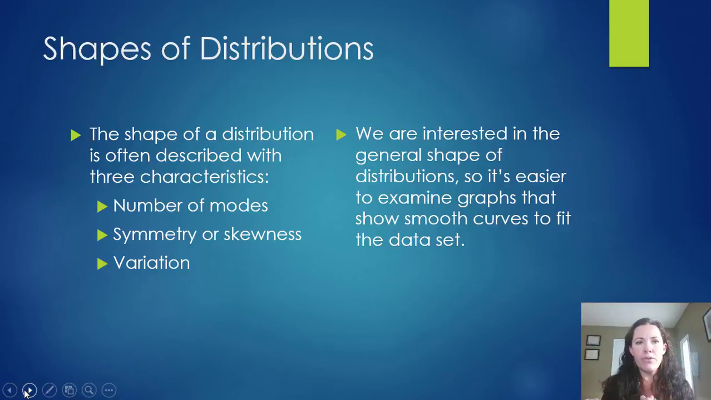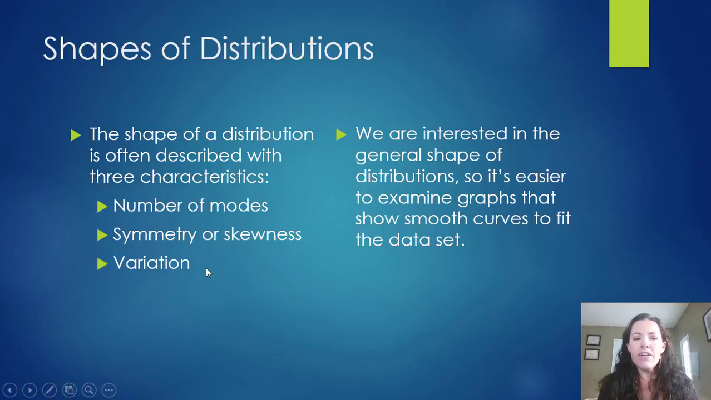And we always bin our data when we're looking at histograms because normally we're looking at continuous data sets or things that are going to take on many values. They can be discrete as well, of course, but usually we have things that can take on lots of values. When we look at the shape of a distribution, we're looking at three things: the number of modes we have, the symmetry or skewness of the distribution, and what the variation is.